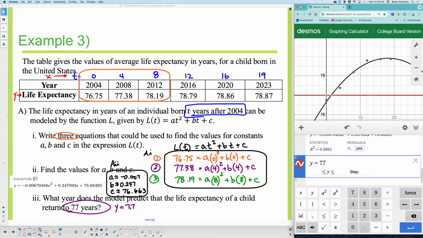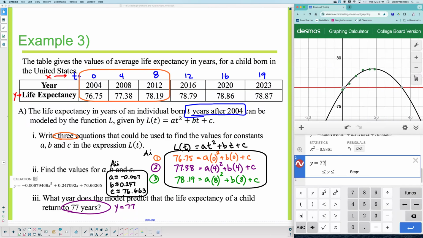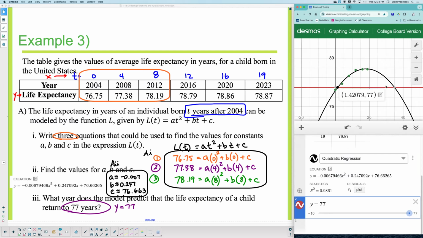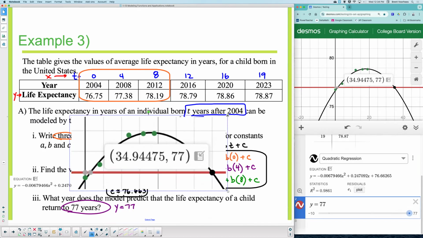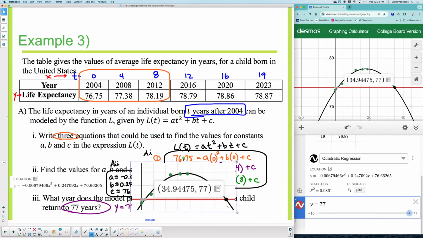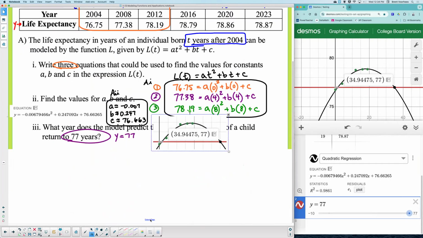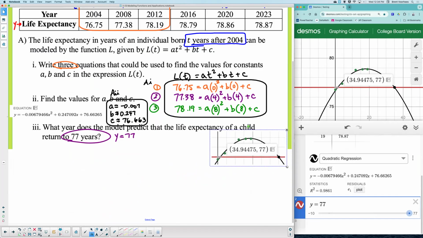Okay, it says, when will the life expectancy return to 77 years? Okay, look on this. If I zoom out one time, there are 2 possible answers. Which one would be returning to 77? Would it be the first one or the second one? The second. We don't need that first value. That's the one we want right there. That's where we're going to get our answer from. So it says, what year does it predict? Is the year 34 or basically year 35? Would that make sense to say year 35?